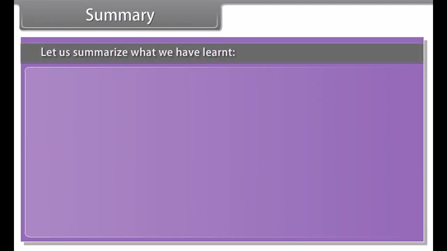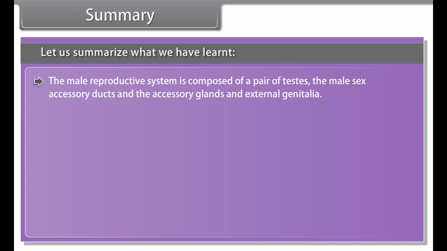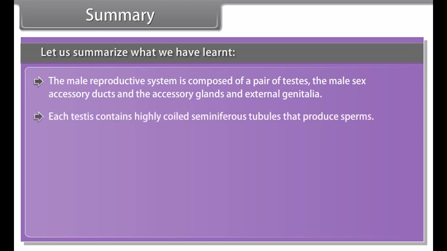Summary. Let us summarize what we have learned. The male reproductive system is composed of a pair of testes, the male sex accessory ducts, the accessory glands, and external genitalia. Each testis contains highly coiled seminiferous tubules that produce sperms. The male external genitalia is called the penis.